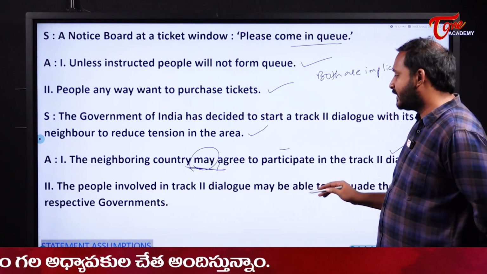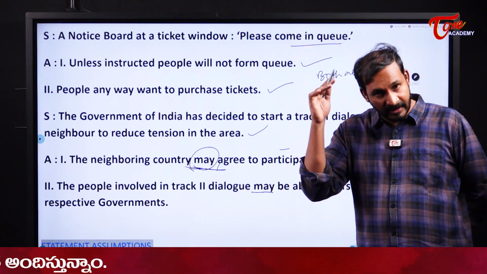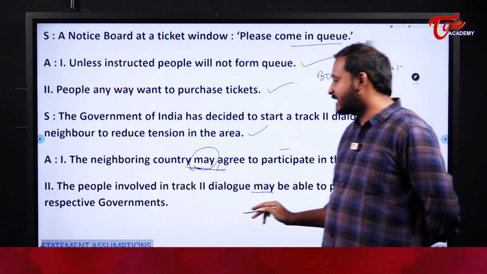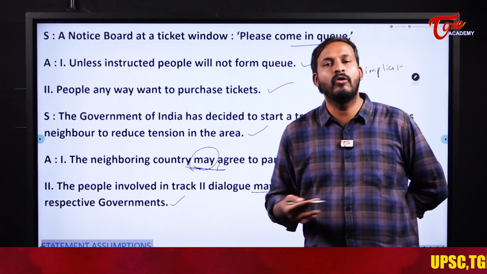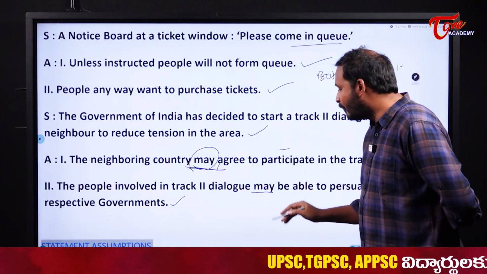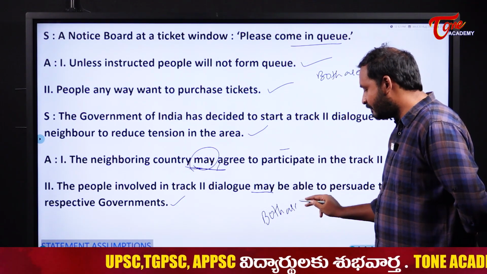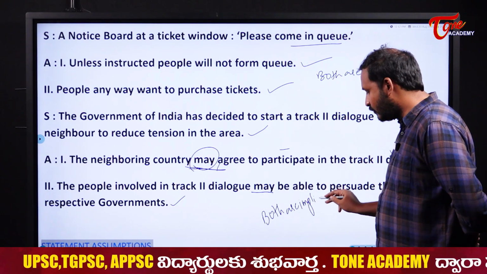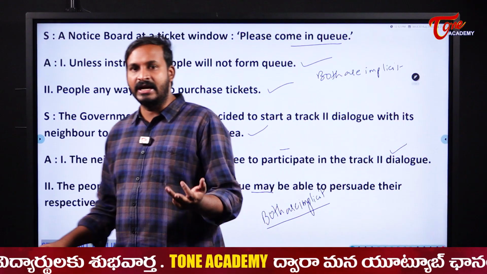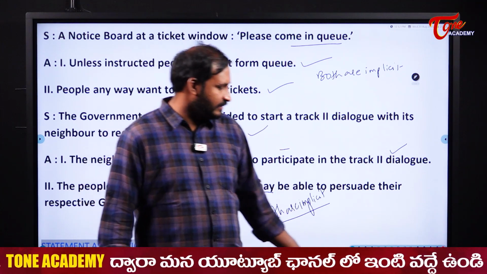The people involved in track 2 dialogue may be able to persuade their respective governments. They are not telling that by track 2 it will happen, but yes, there is a hope of that one, right? That is the reason they are going for track 2. So here both are implicit for us. And along with this, I told you, right, there is track 1 and which is not fruitful. That is also an assumption which we can make here.